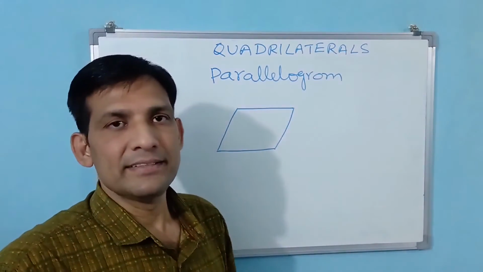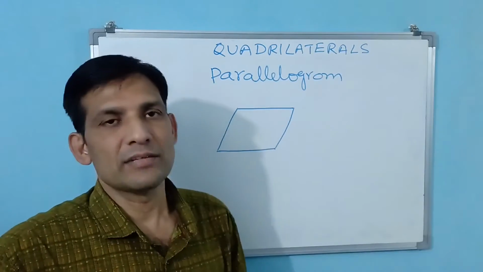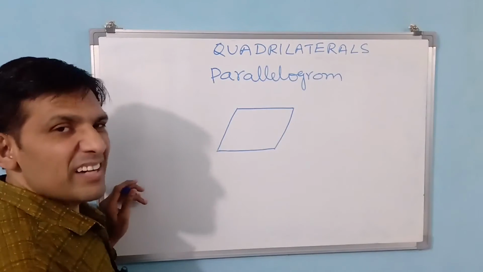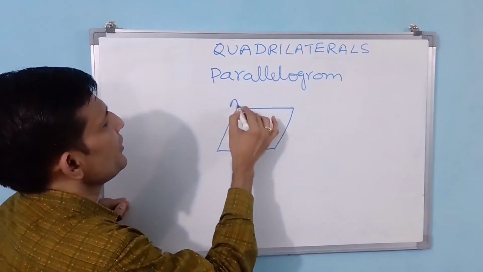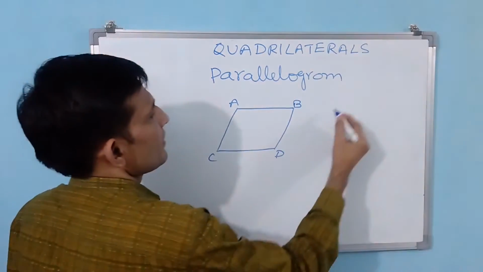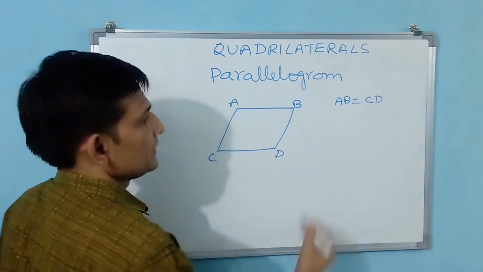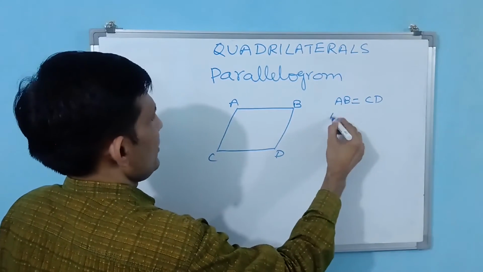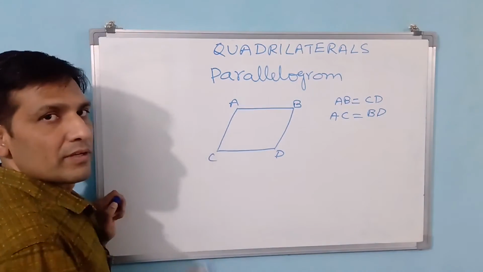Parallelogram is a quadrilateral; square and rectangle are also parallelograms only. But now you see here, the parallelogram concept is opposite sides are equal. A, B, C, D. AB is equal to CD, and AC is equal to BD. Parallelogram.